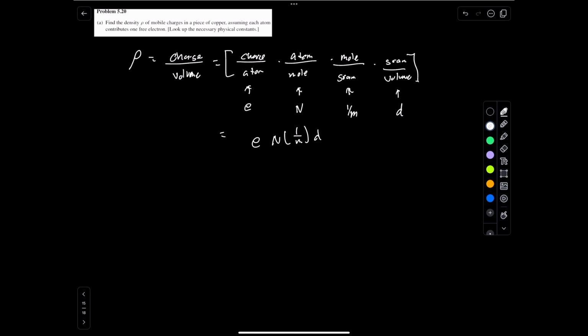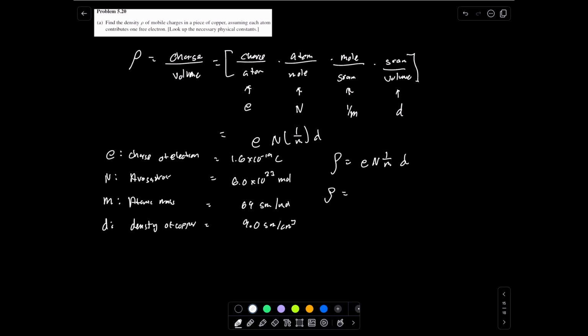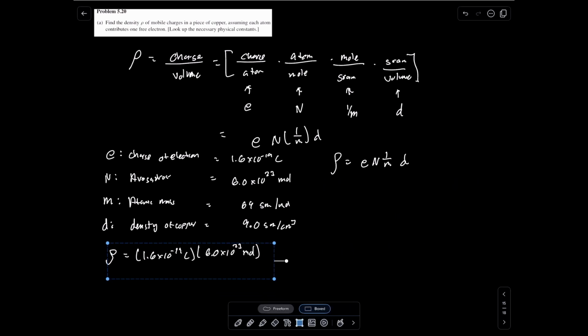And these are simply just constants, so let me just write them out real quick. Right, so I've gone ahead and written down these constants here. So now we can just plug them in and find our density value. So, simply, our charge of the electron, 1.6 times 10 to the negative 19 coulombs. Our Avogadro's number, which is 6.0 times 10 to the 23 per mole. Oh, looks like I'm running out of space here. Oop, let me just move this down here.